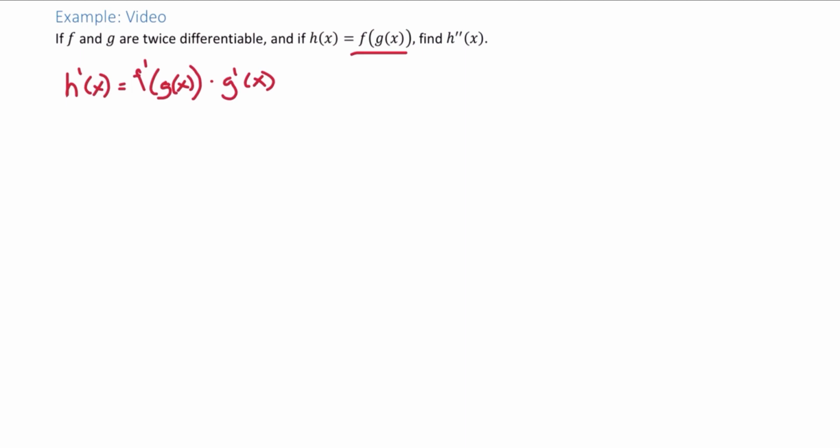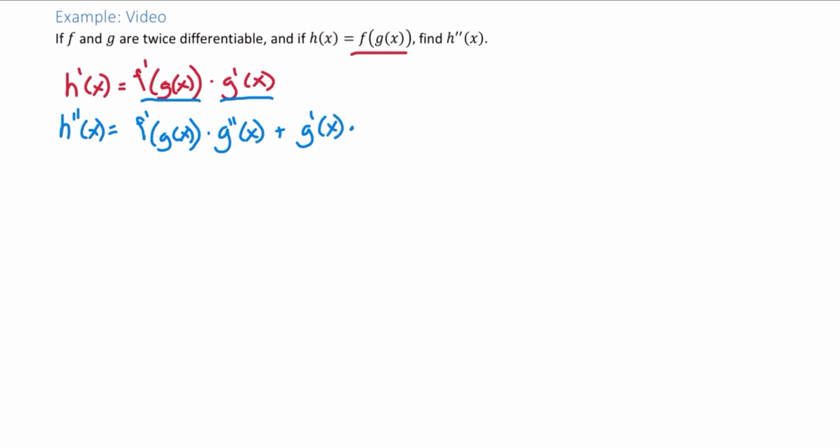To find the second derivative, we'll need to use the product rule. Notice we have two functions that are being multiplied. So the product rule says we take the first and multiply by the derivative of the second. The derivative of g prime will be g double prime, plus the second. We'll copy the second function and multiply by the derivative of the first.